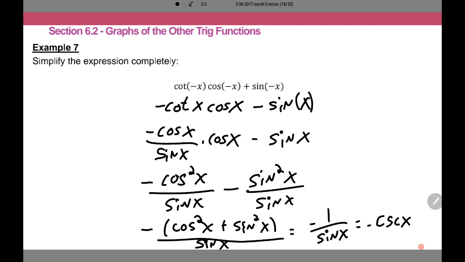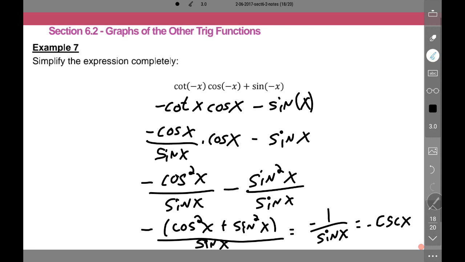So again, we're just using the other trig functions here and doing some work with these negative angle identities.